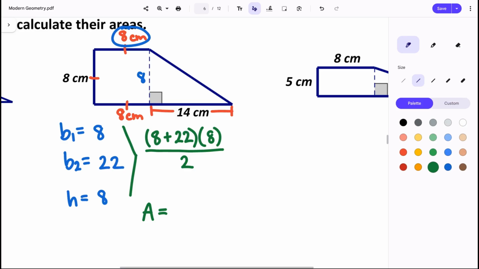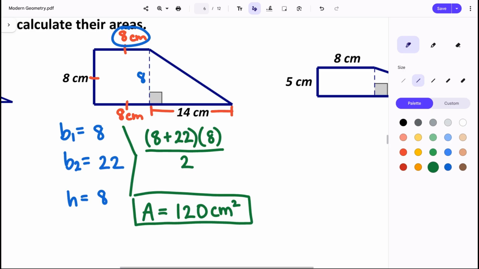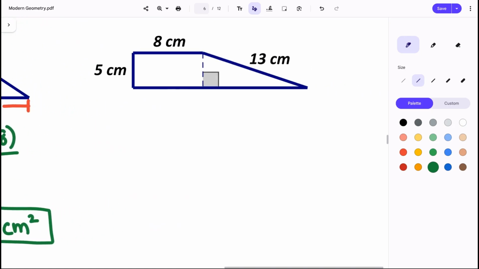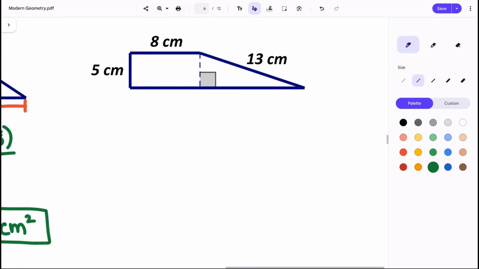What did you get? Okay, label. Good, 120 centimeters squared. Very good. Okay, any questions so far? All right, last one. Okay, let's start out the same way. I need to know what's base 1, what's base 2, what's my height. Do you know any of those things just by looking at the picture as it is right now?